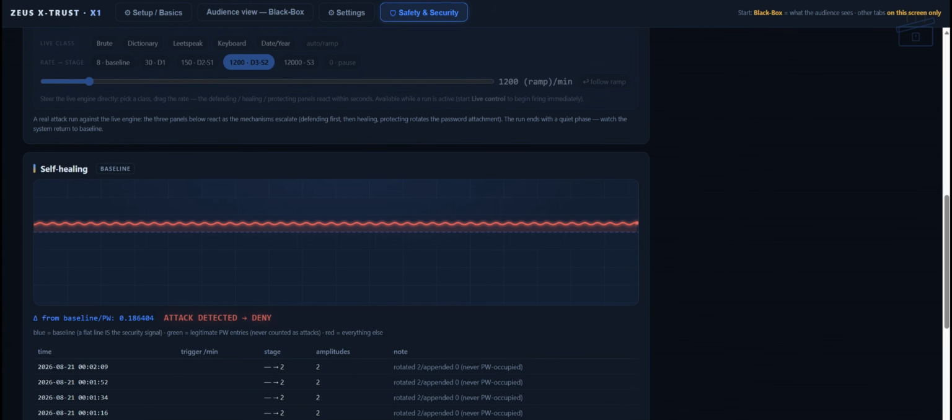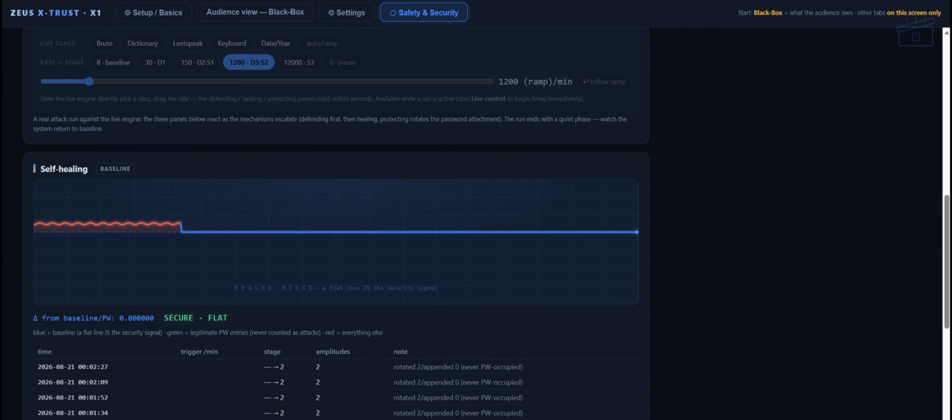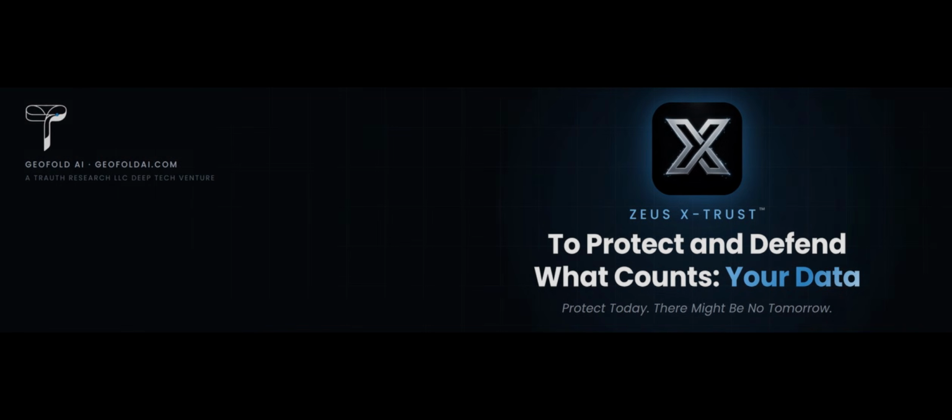And as we can see here, the neural response eventually returns to its original baseline. The system has detected the attack, defended itself, changed its protection state and recovered. That is the central idea behind ZEUS X-Trust X1. Authentication is no longer only a comparison against a stored secret. The live system itself becomes part of the security boundary.